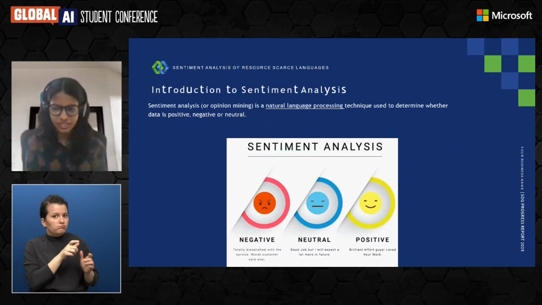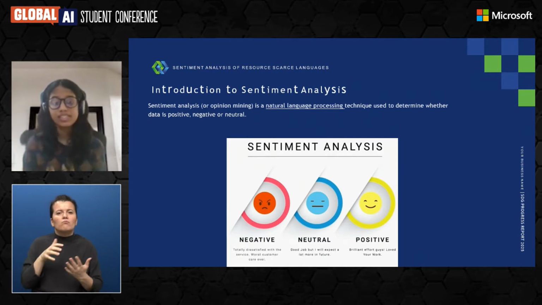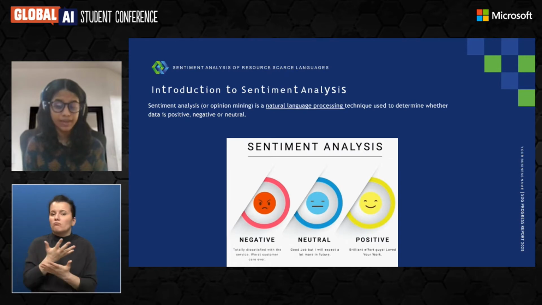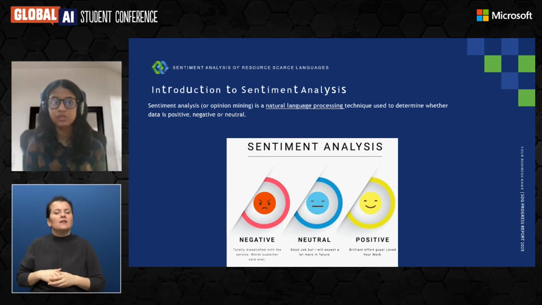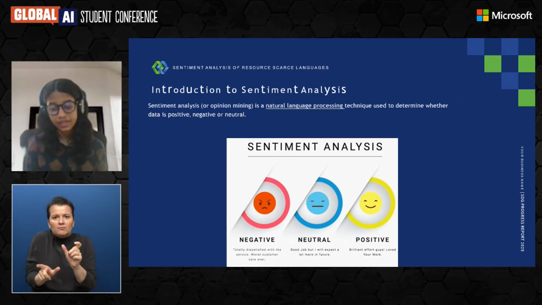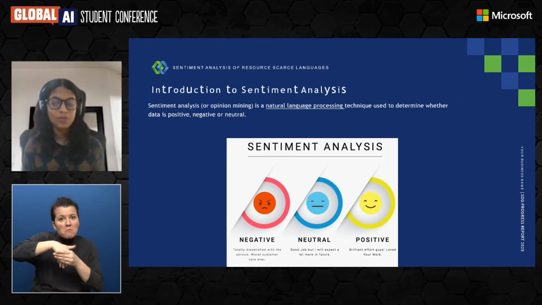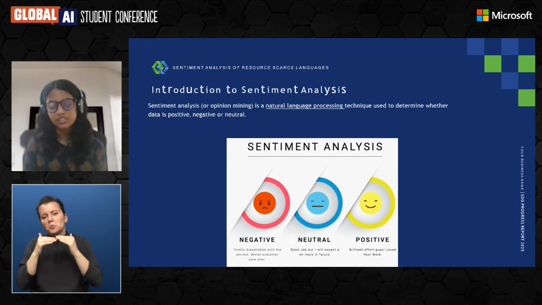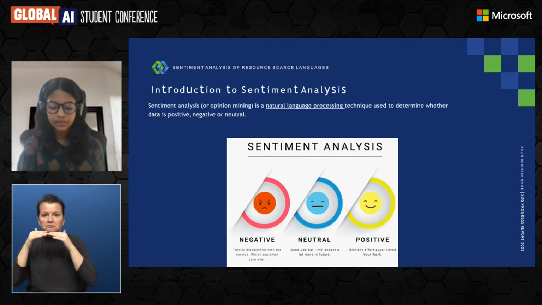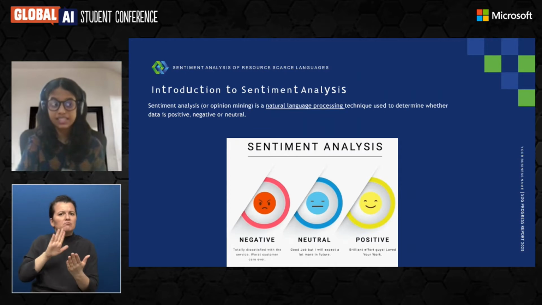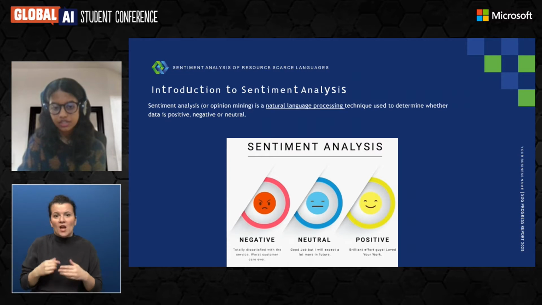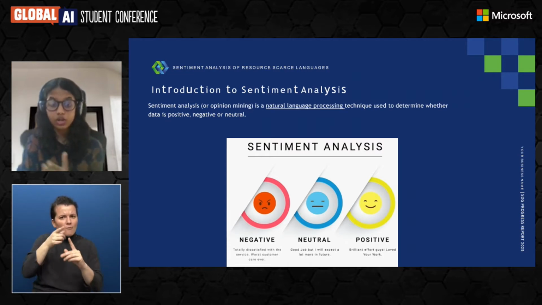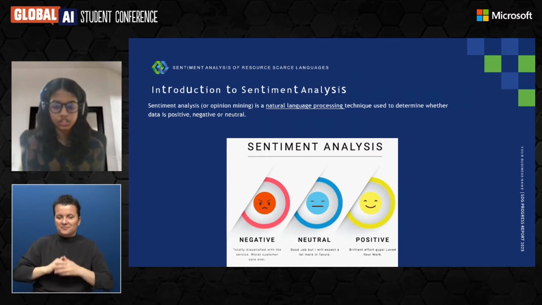So what is sentiment analysis, for starters? Sentiment analysis is a natural language processing technique where, when we are given a paragraph or a text, we determine the sentiment of that text or paragraph. It could also be called opinion mining, because we are mining the opinion. When we give a text or paragraph to sentiment analysis code, we check whether the text is in a negative, neutral or positive sentiment or emotion.